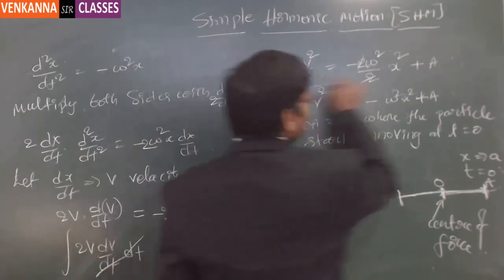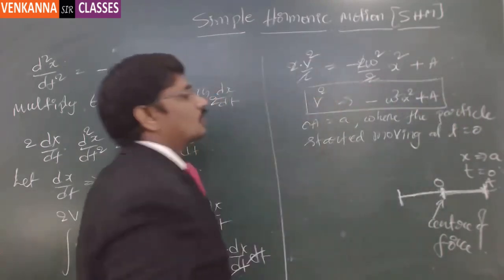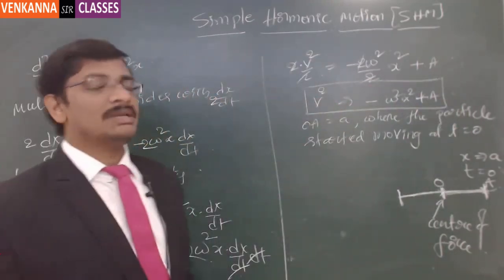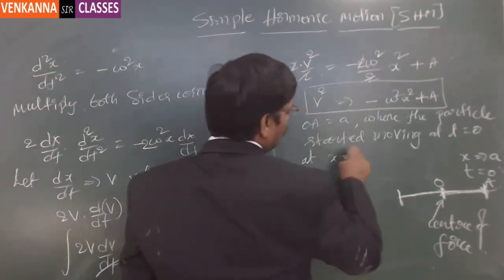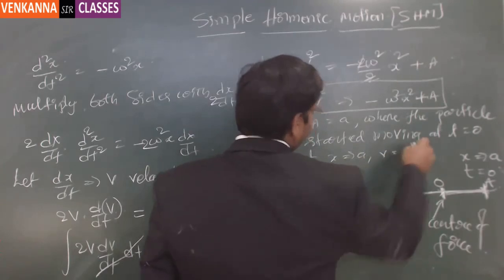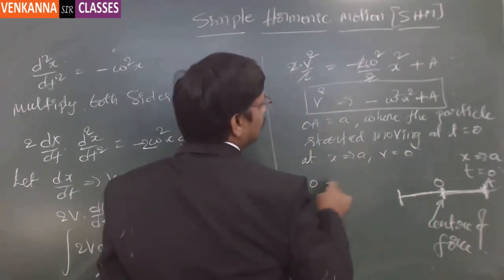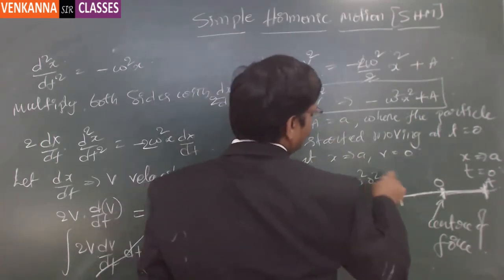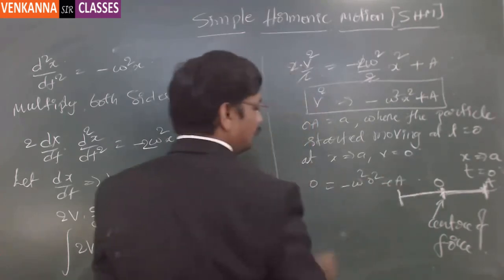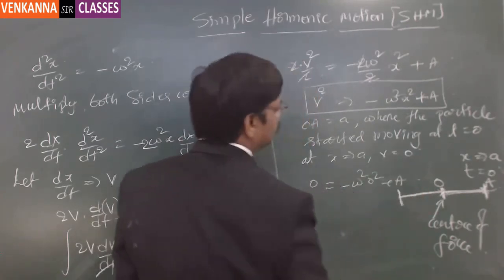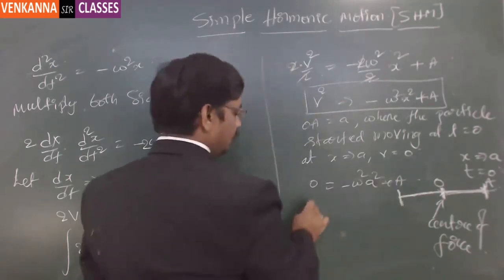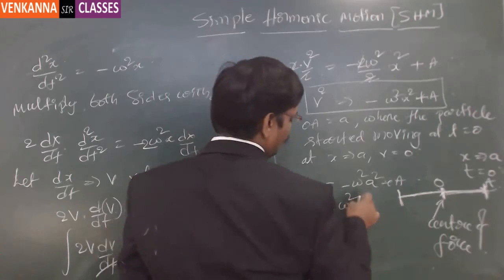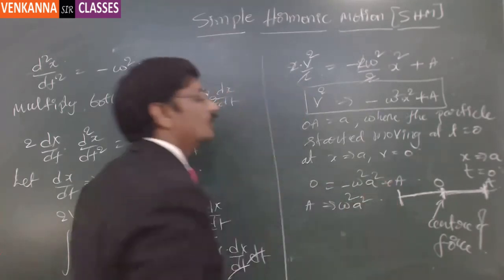So the relation here is v square is equal to minus omega square into x square plus a. So if you substitute this initial condition, at x equal to a, v equal to 0, then 0 is equal to minus omega square into a square plus a. Sorry, x equal to a. So a is equal to omega square a square. So this is the value of a.